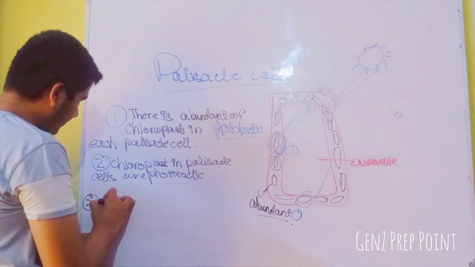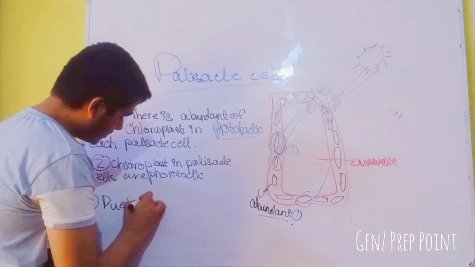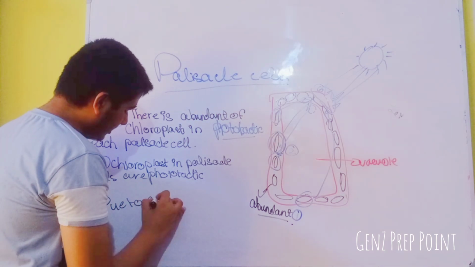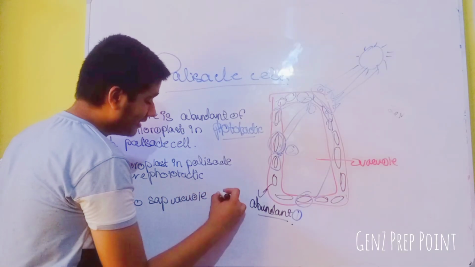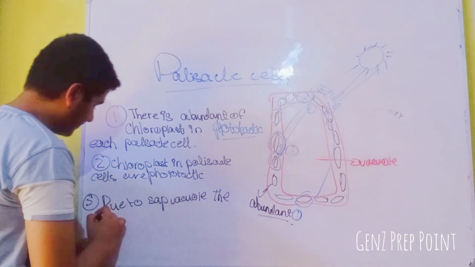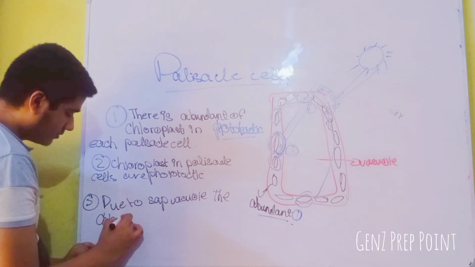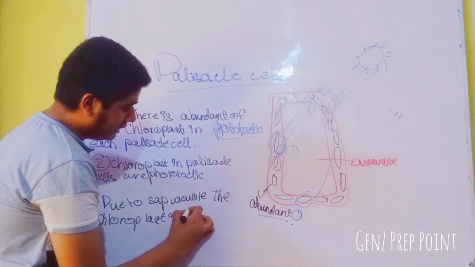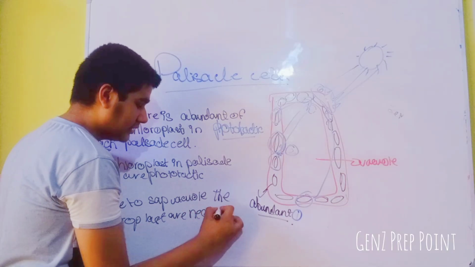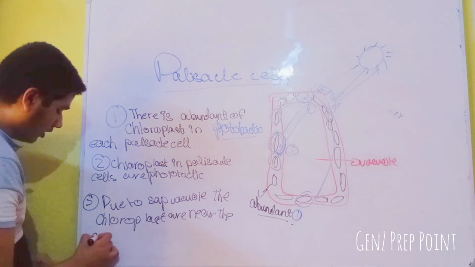Due to the sap vacuole, the chloroplasts are near the cell wall.